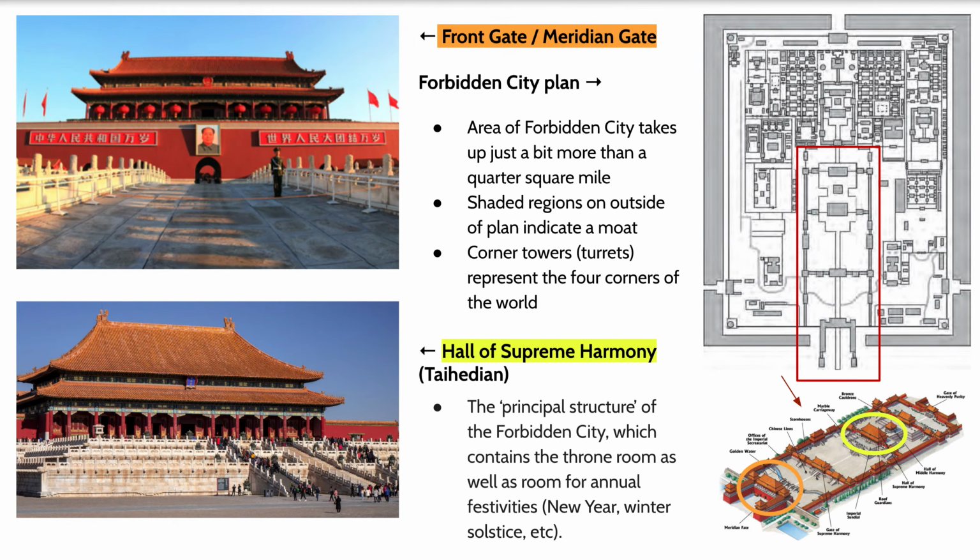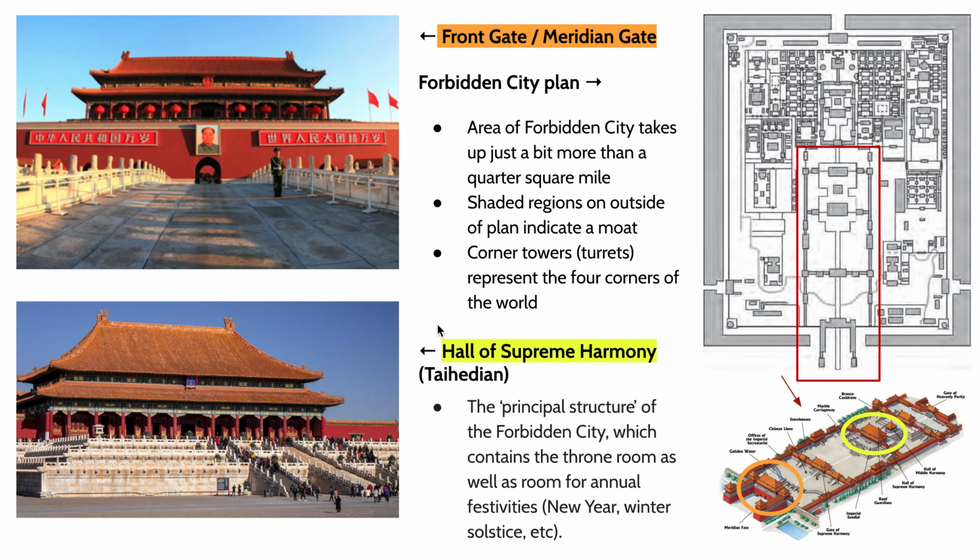So a couple of things to focus on for the Forbidden City. This is the front gate or the Meridian Gate, which I mentioned previously. We have this 2-tiered pagoda style, red and yellow, again, being primary colors in the palette. So this is the area at the very front entrance.